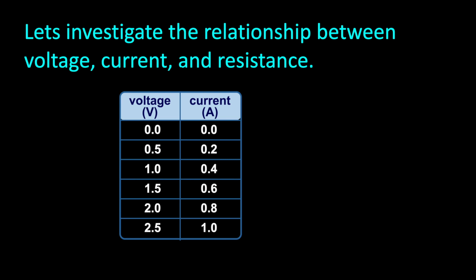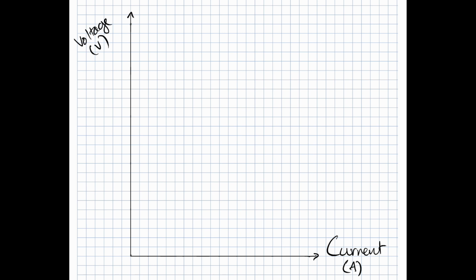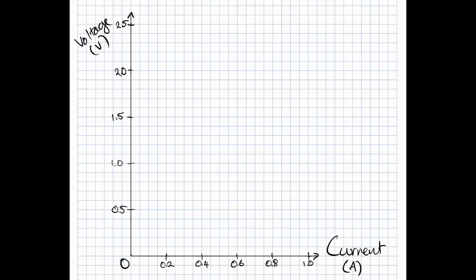Now, when we get results like this, we always need to plot a graph. Pause the video and plot your graph using this data. Now, when you're plotting your graph, the first thing you need to do is make sure you've got your axes correct. Then, label them with voltage and current. Next, you can add in your scales, as well as the numbers from your table, all the way from 0 to 2.5 for voltage and 0 to 1 for current.